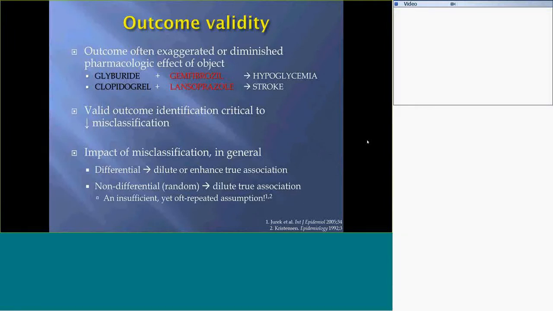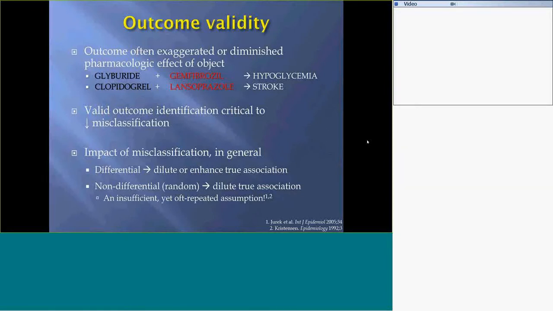Also important for pharmacoepi studies of DDIs, and pharmacoepi studies in general, is the concept of outcome validity. So you can see here that the outcomes we're often looking at in DDI studies can be exaggerated or diminished pharmacologic effects of the object drug. That is, hypoglycemia is an exaggerated effect of glyburide.